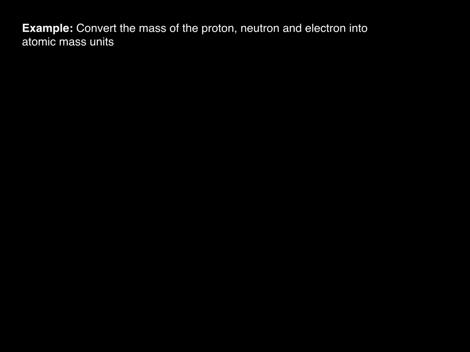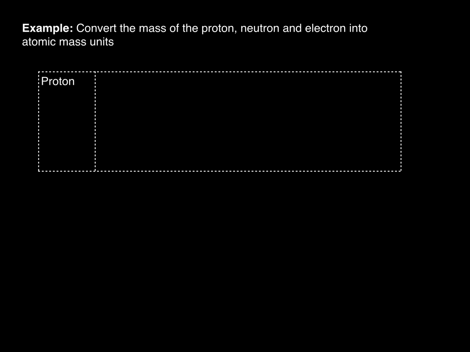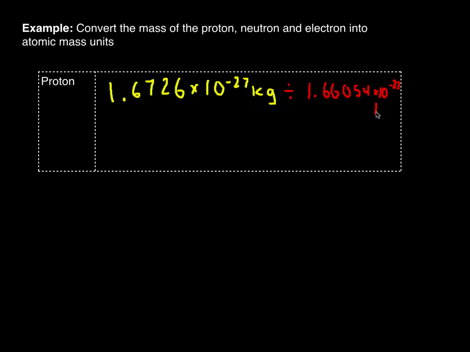Example: convert the mass of the proton, neutron, and electron into atomic mass units. We'll start with the proton. The mass of the proton in kilograms is 1.6726 times 10 to the negative 27 kilograms. To convert this into atomic mass units, we divide by 1.66054 times 10 to the negative 27 kilograms per atomic mass unit.